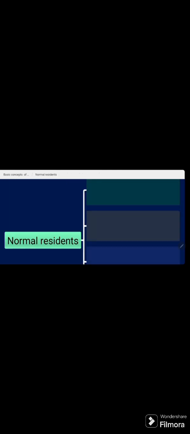Our next topic to understand is who are normal residents. It's nothing to do with mental normalness. It's something to do with where the economic interest lies and where the institution or individual is located. So, explaining who are normal residents of a country: it can be an individual or an institution who ordinarily resides in the country and whose center of economic interest lies in the country.